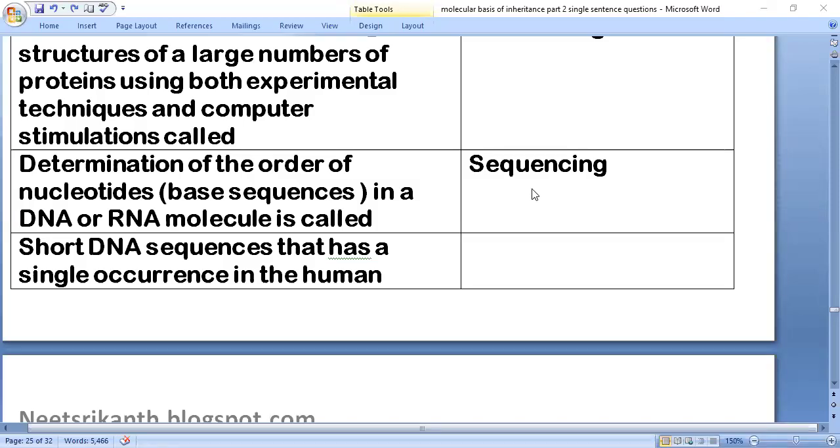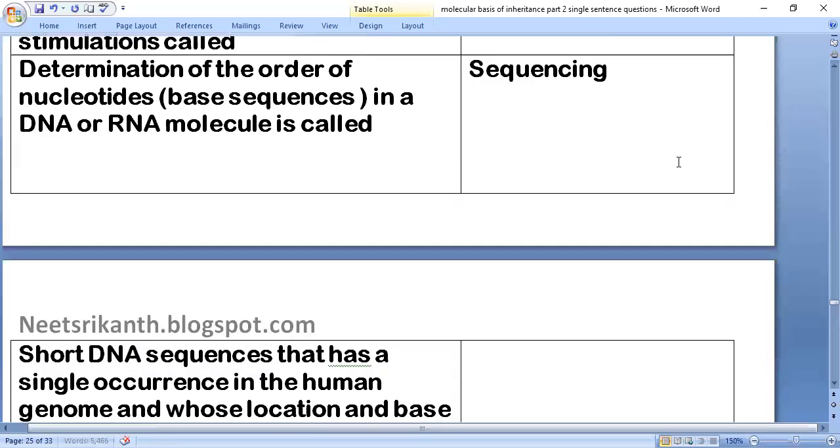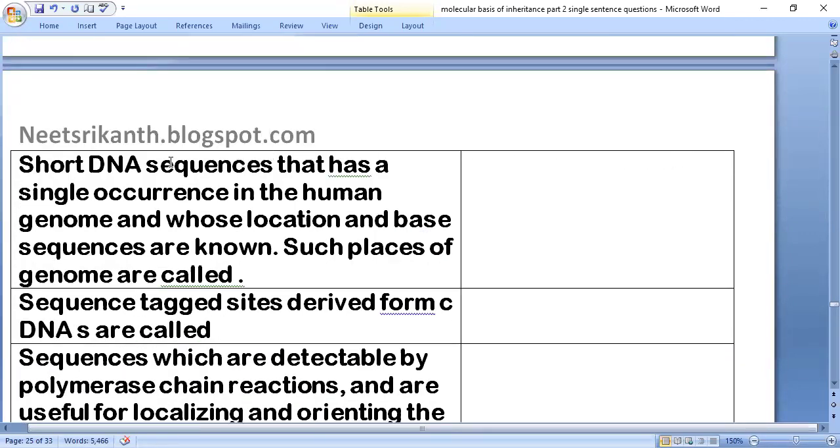The determination of the order of nucleotides or base sequences in a DNA or RNA molecule is called sequencing. Short DNA sequences that have a single occurrence in the human genome and whose location and base sequences are known. Such places of the genome are called sequence tagged sites.